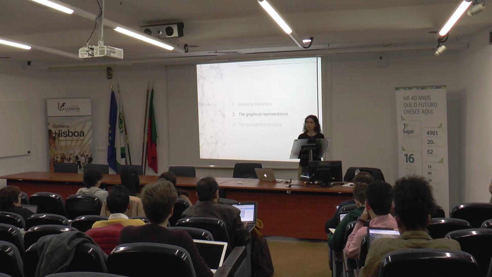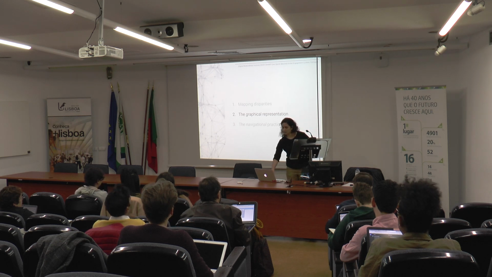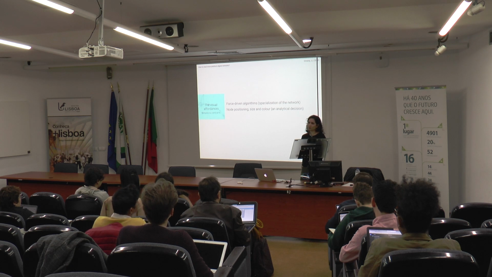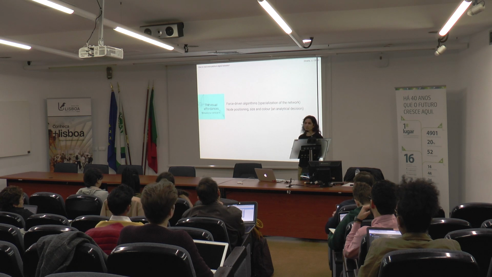And a second step toward reading digital networks is the graphical representation. In this case, we pay less attention to statistics and more attention to the visual affordances of the network. Which means we should care about the force-driven algorithms commonly used to set the shape of the network, and actually look at the node positioning, size, and color, and be aware that this is an analytical decision in the process of studying digital networks.